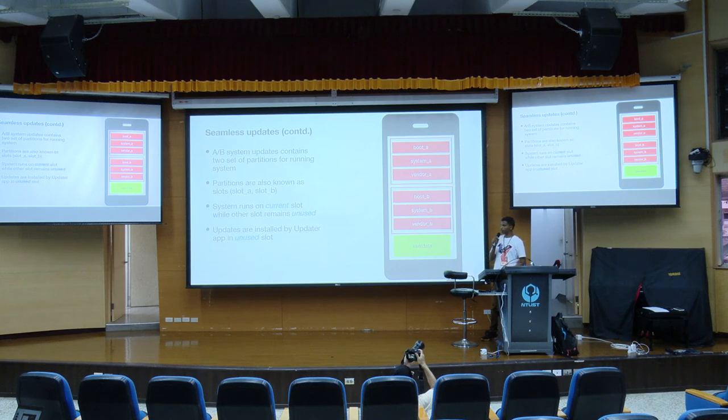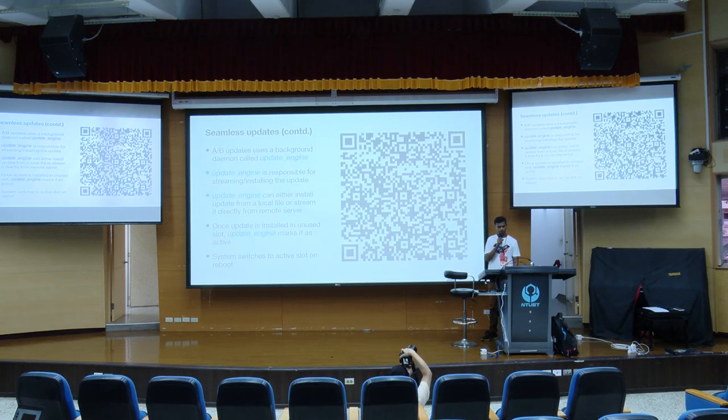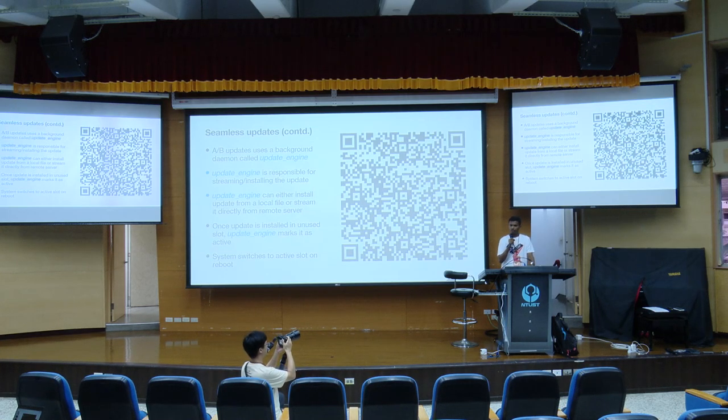So what Google did was Google killed the recovery, cache, misc, and all the unused partitions. And what they came up with is something called a background daemon known as update engine. You can see its implementation in Android by scanning this QR code. It will open the API of update engine. Now, update engine is responsible for streaming and installing the updates, which means that if the update is present locally on the device, it can simply install it. If you want to stream it, you can stream it as well.